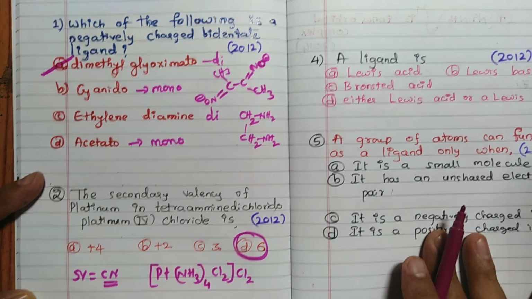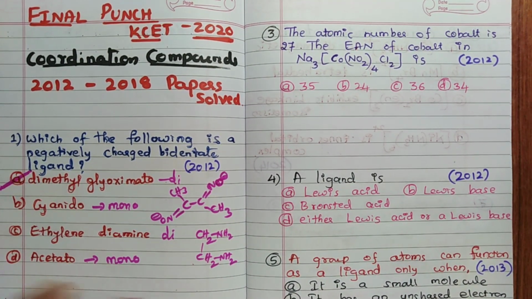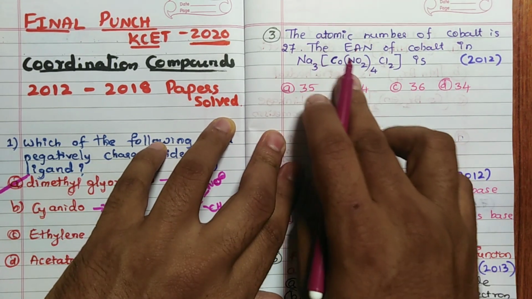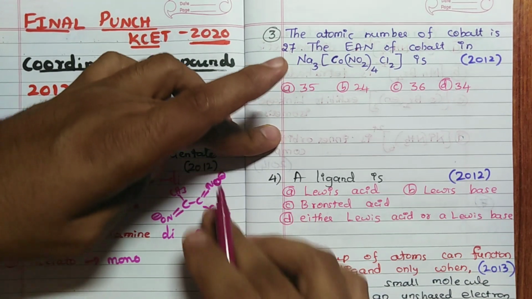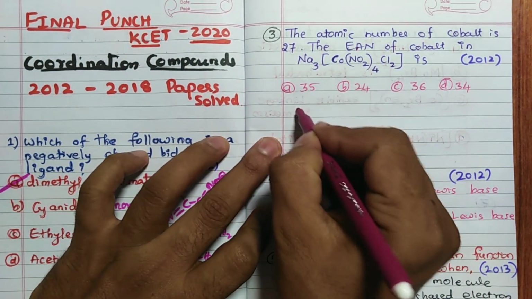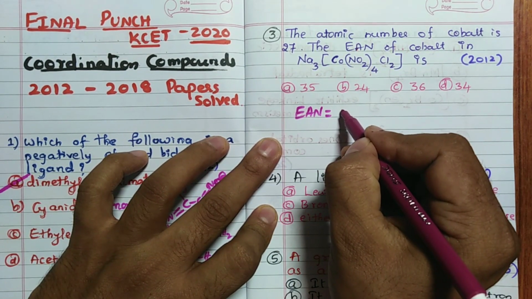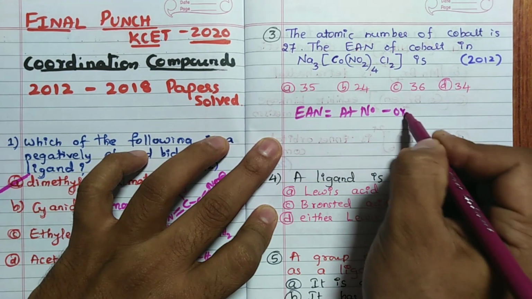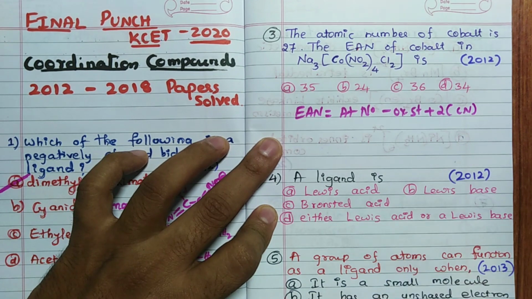So that is the second question. In the third question, the atomic number of cobalt is 27. The EAN of the cobalt in Na3[Co(NO2)4]Cl2 is. Very simple question, 2012 last question. All these 3, and the fourth one also, remember. So here EAN is equal to, what is the formula? EAN is equal to atomic number minus oxidation state plus 2 into coordination number.